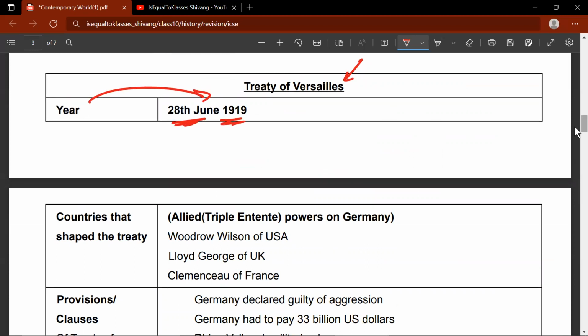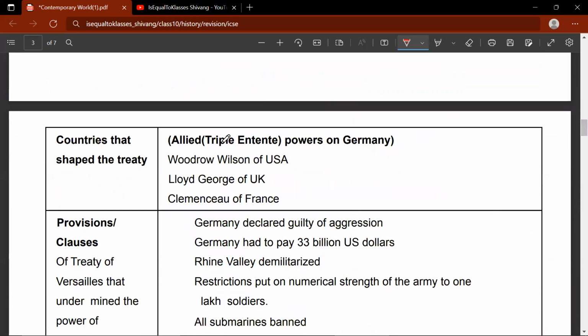Treaty of Versailles, year 28 June 1919. Countries that shaped the treaty. These were the main countries that shaped the treaty: USA, UK, and France, because they were obviously the victors. So the leaders are also important to remember: Woodrow Wilson of USA, Lloyd George of UK, and I can't pronounce this, of France.